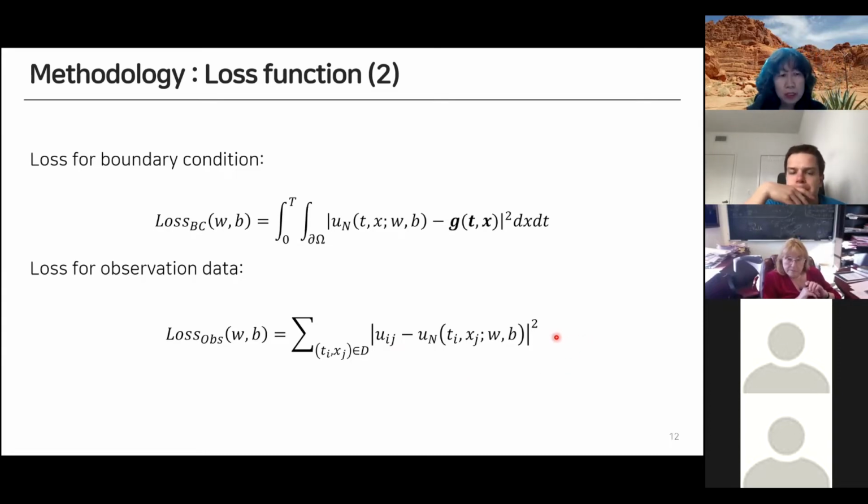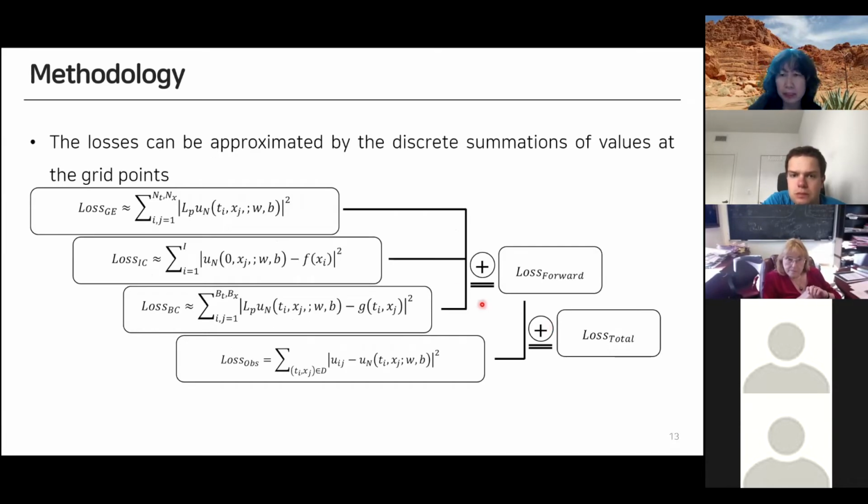So far we have constructed four loss functions. First, governing; second, initial; third, boundary; and finally, the one corresponding to the data. So that covers the forward and inverse problems. This is the summary here. We have three forward losses and one inverse loss, so altogether we have a total of four losses.